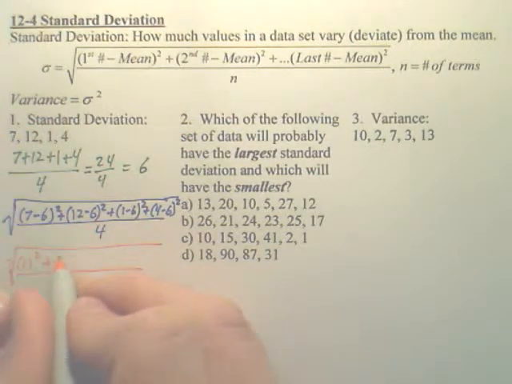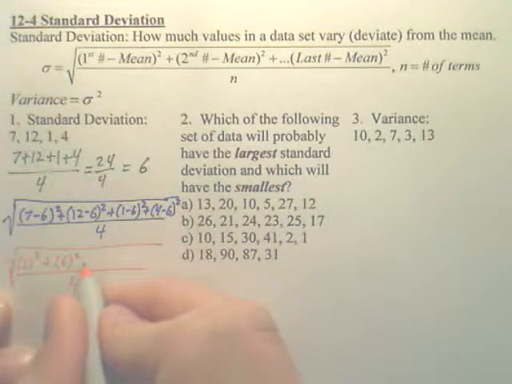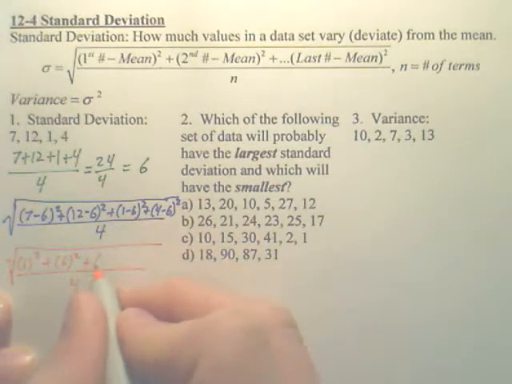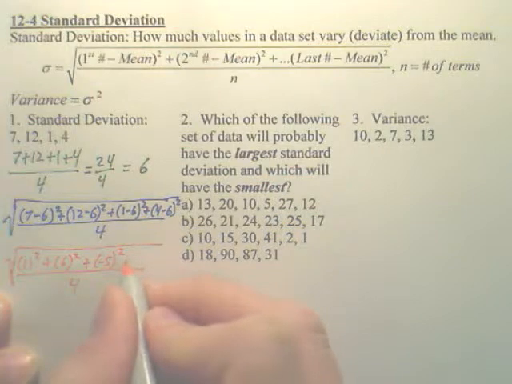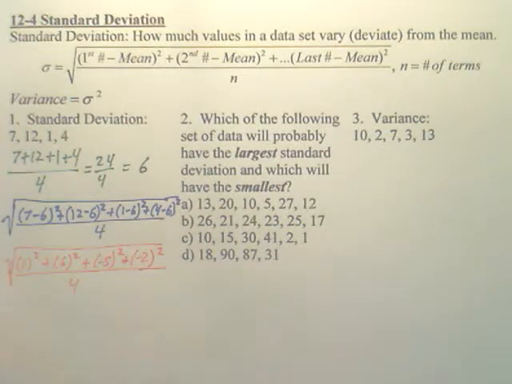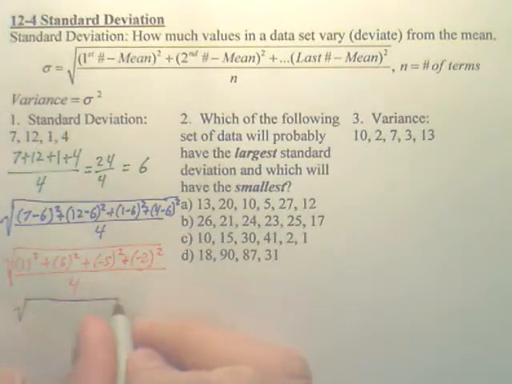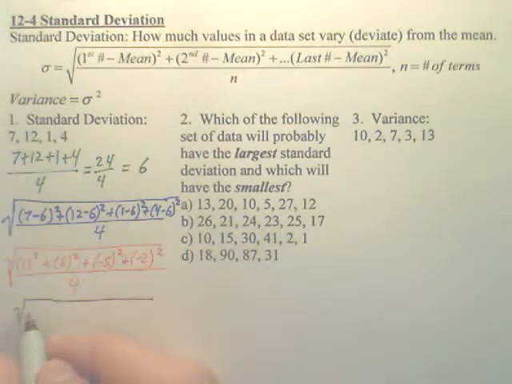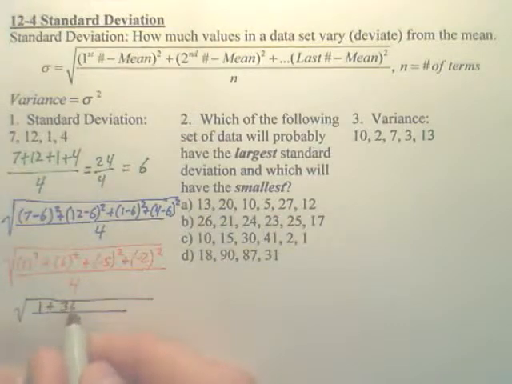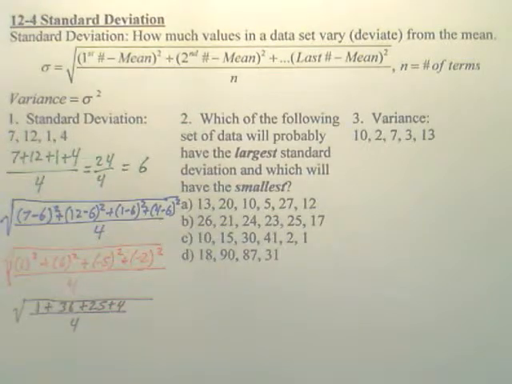Plus 12 minus 6 is 6. And 1 minus 7 is negative 5. And the last one is negative 2. Now, do you really have to worry about those negatives? No, because when you square a negative, doesn't it become positive? So what you now have is basically 1 plus 36 plus 25 plus 4.